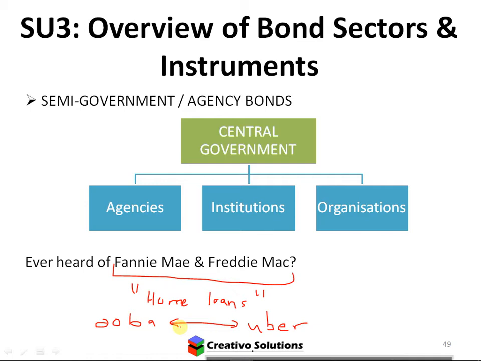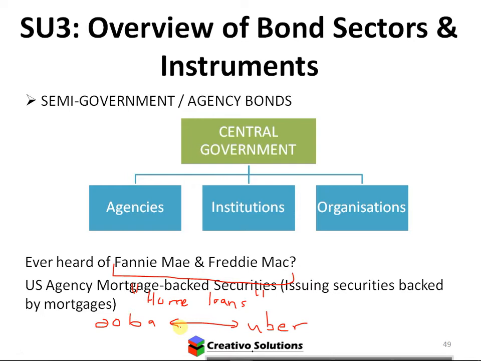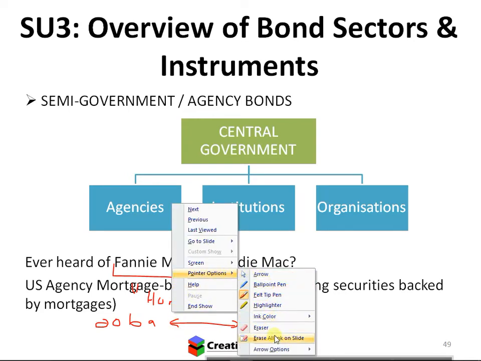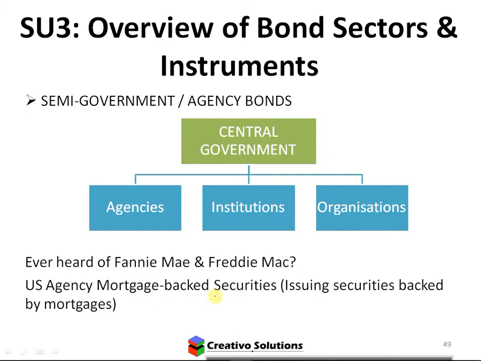All right. So Freddie and Fannie Mae were US backed government securities, looking at mortgages. Mortgage backed agencies. And we know if something's backed by a mortgage, it's backed by what? A loan. So loans backed by loans, issuing securities backed by other securities.